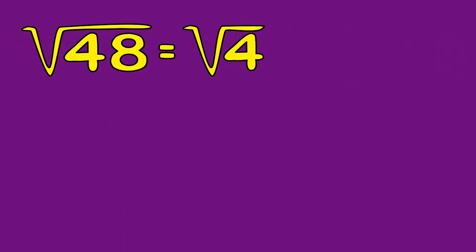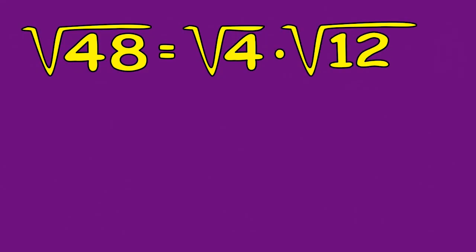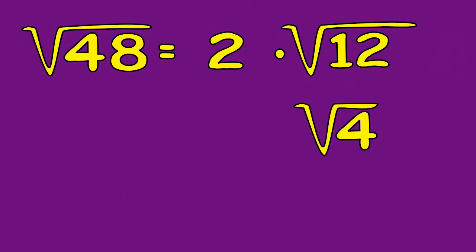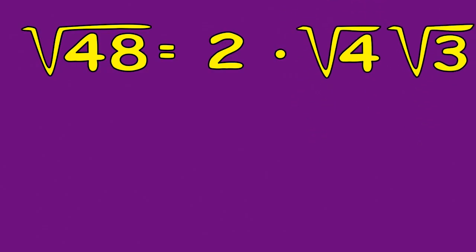Here's one more example, the square root of 48. There are many different ways to rewrite the square root of 48. Just choose one. For this example, we're going to use the square root of 4 times the square root of 12. Right away, I see that the square root of 4 can be simplified to 2. So now we have 2 times the square root of 12. But I also noticed that the square root of 12 can be written as the square root of 4 times the square root of 3.